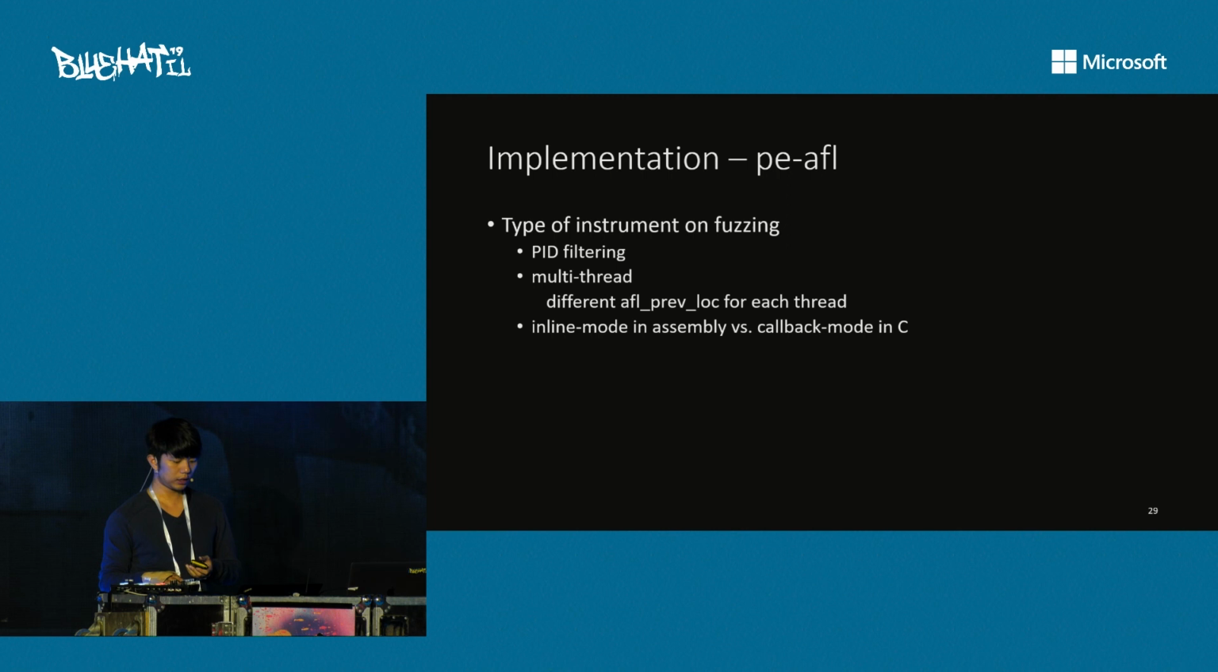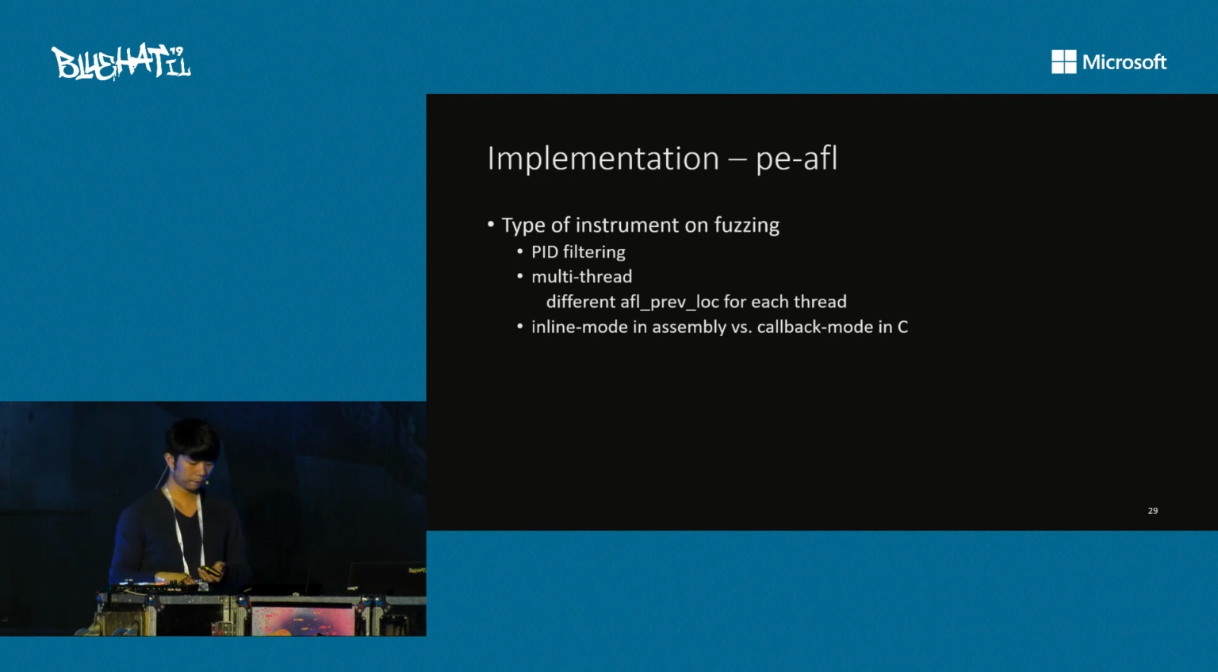And he mentioned different types of instrumentation that you can use in fuzzing. For kernel mode fuzzing, PID filtering is usually used to ignore unnecessary code coverage from other processes. And for user mode fuzzing, some applications are multi-threaded, so I allocate a different AFL previous location variable for each thread. So the coverage stays deterministic under the multi-thread environment.